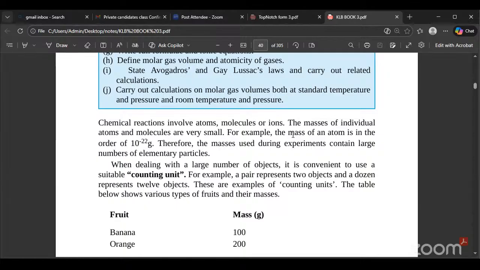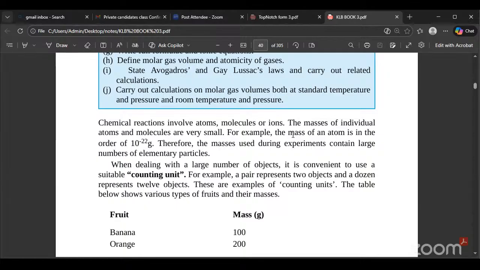The KLB has so many explanations that I normally fear students will run away from class if you explain everything. So we normally summarize. I normally say the mole is a counting unit. It is a counting unit to determine the amount of substance. Now, what is a counting unit?